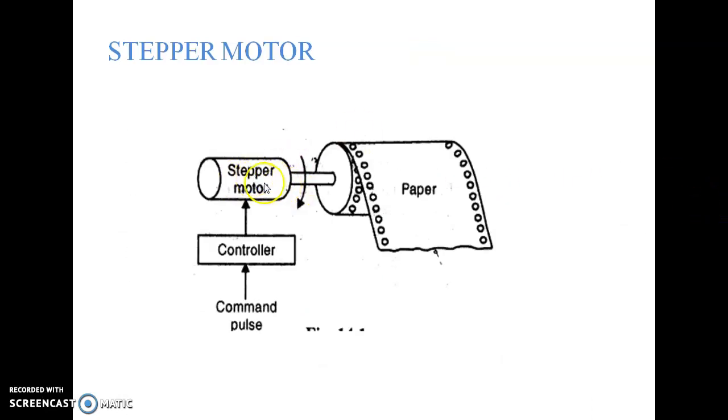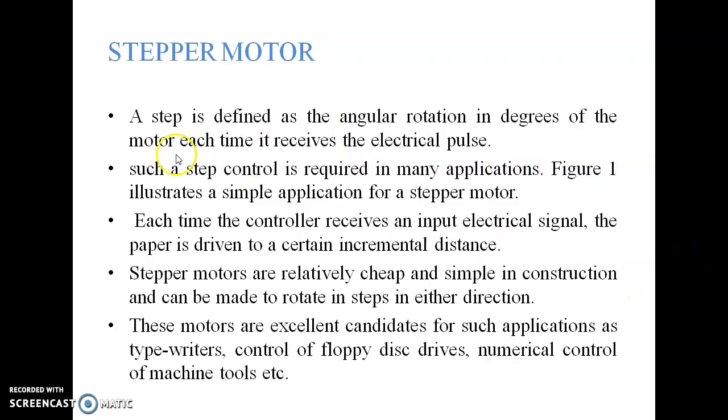Here we can see a stepper motor, a controller, and the command pulse. This is the input pulse or input signal. And here we can see the application: for rolling the paper bundle, this stepper motor is used. A step is defined as the angular rotation in degrees of the motor each time it receives an electrical pulse.